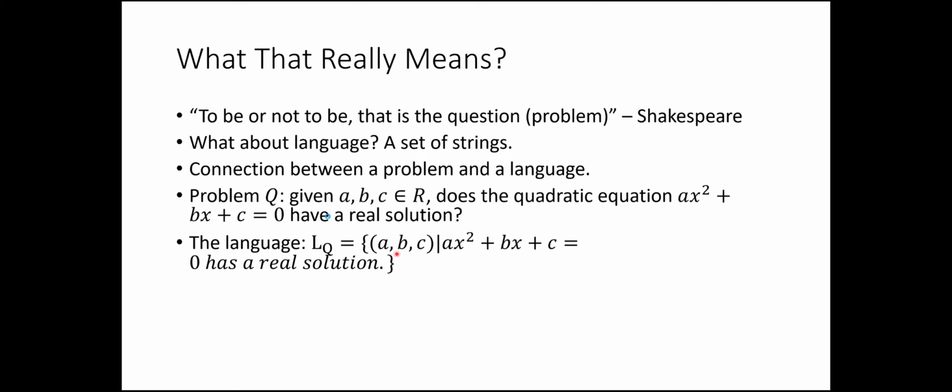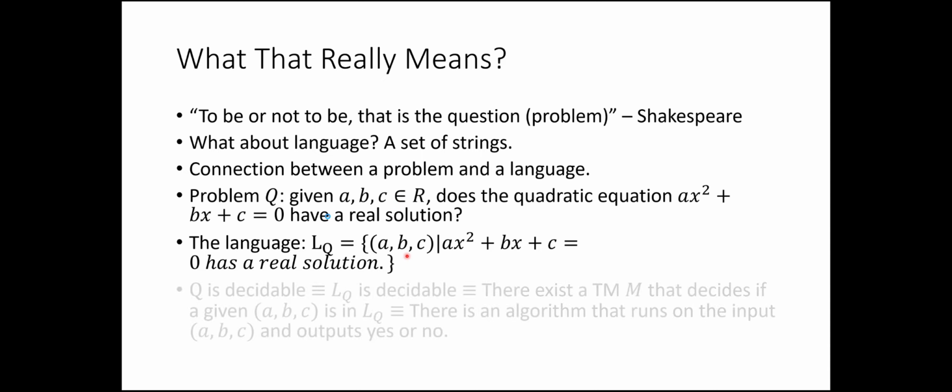Okay, so this is a string for sure. And that will be the set of these strings, and each string represents one instance of ABC, or one instance of the problem. And that is the coefficient of the quadratic equation, ax squared plus bx plus c equal to 0. And as long as those ABCs cause this quadratic equation to have a real solution, then this ABC string will be included in the LQ. So LQ is for sure a set of strings such that this quadratic equation has a real solution. So that's the language according to the problem.